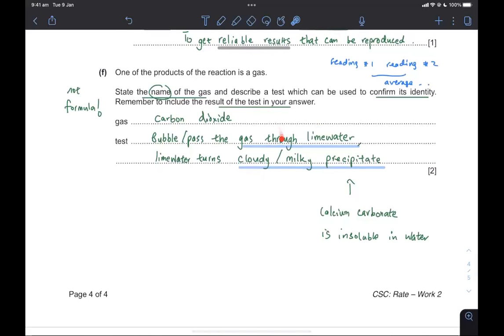The last thing was about the test for carbon dioxide. I talked about the use of lime water. You get a cloudy or milky precipitate, because that precipitate or that solid, if you don't like the word precipitate, you can just say solid, white or cloudy or milky solid is your calcium carbonate.